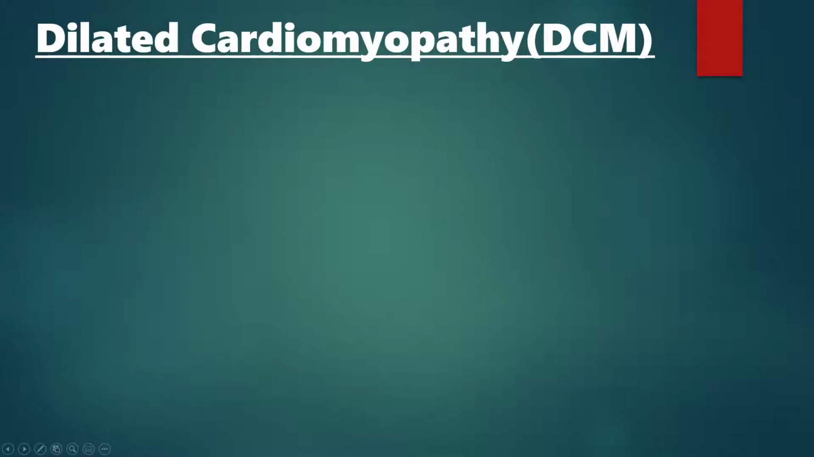So in this video, we're going to talk about three cardiomyopathies. The first one's dilated cardiomyopathy. So with this one, we have dilation in all four chambers of the heart. And in this form, there's eccentric hypertrophy versus a concentric hypertrophy, which we'll see later.